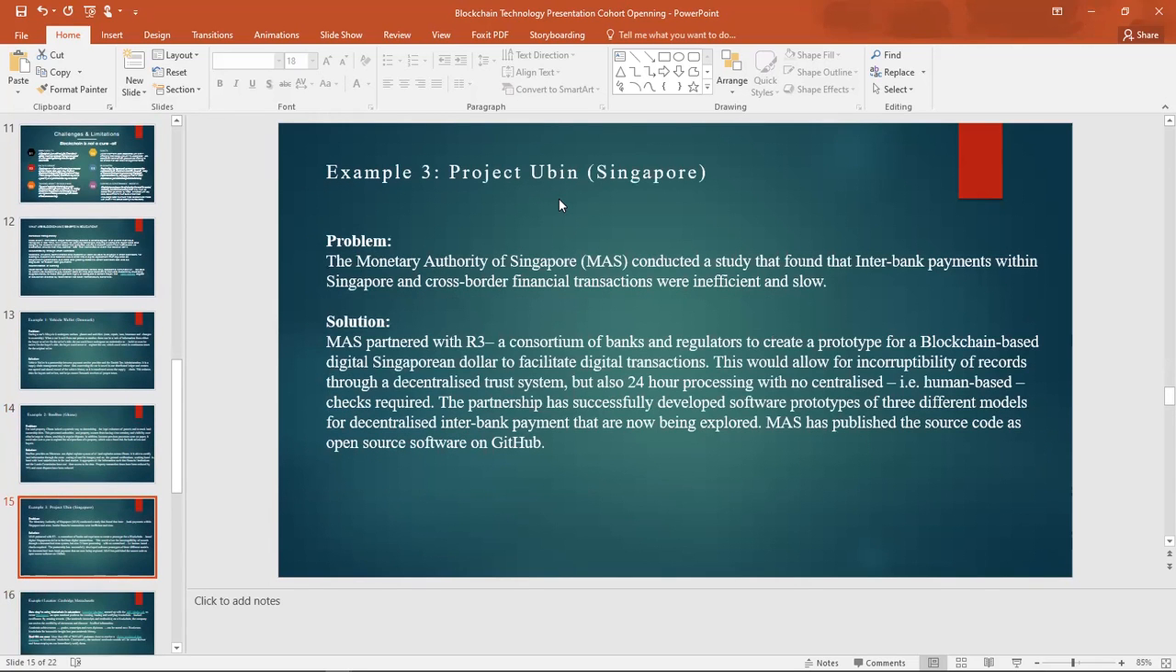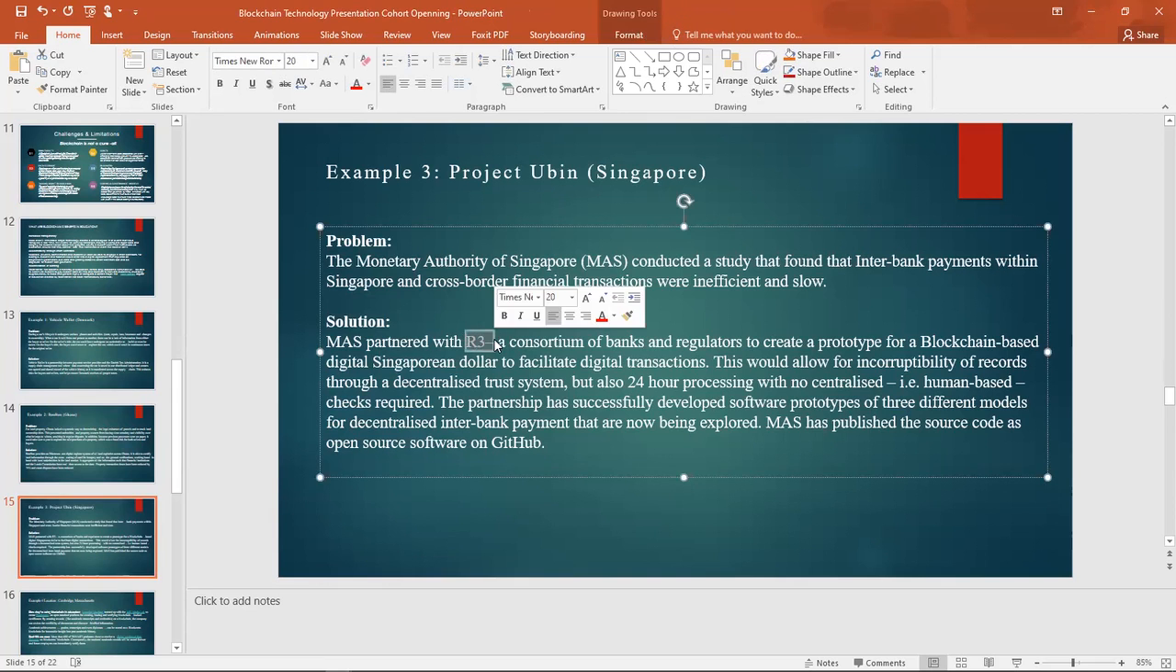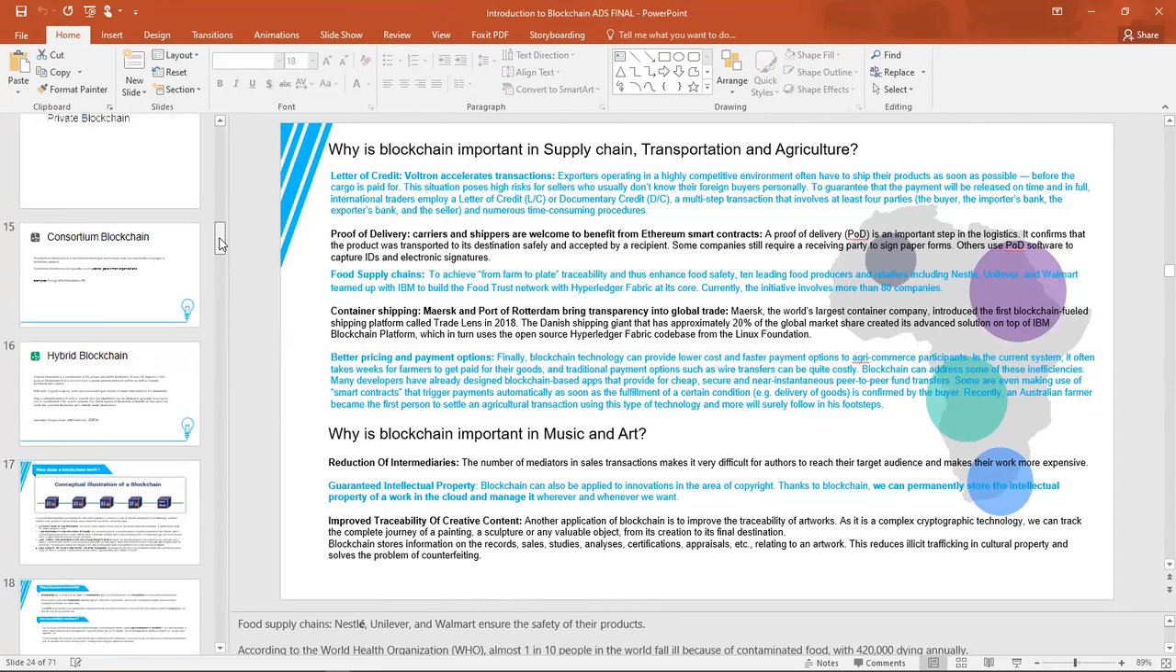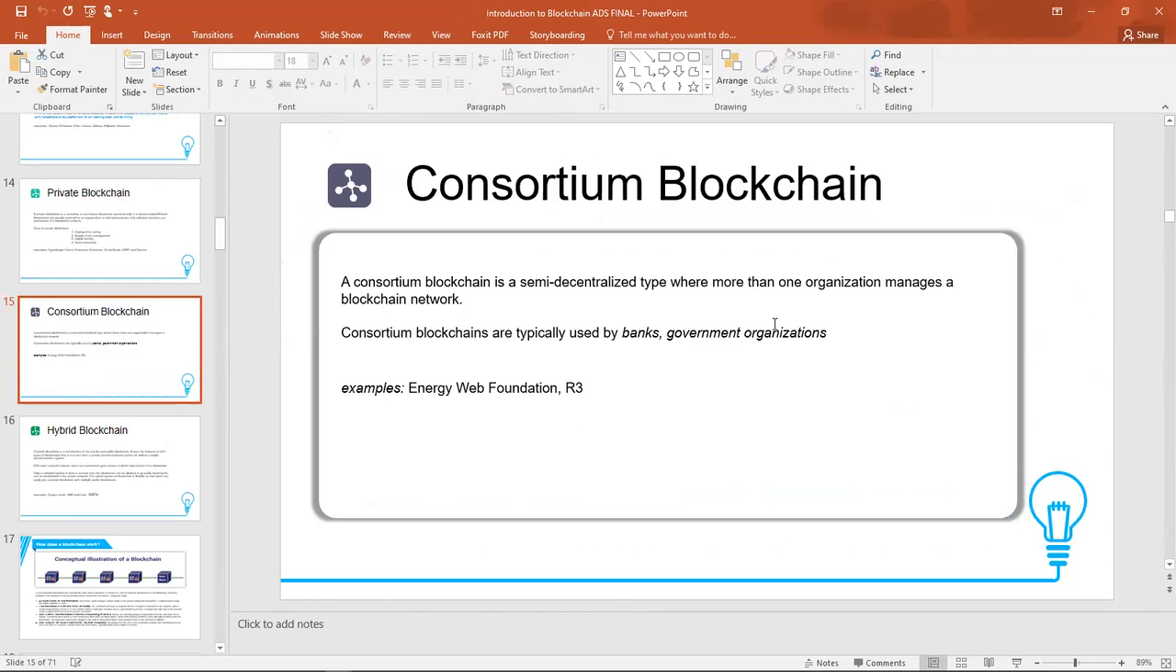Another example is Ubin. It's in Singapore. The Monetary Authority of Singapore, MAS, conducted a study that found the interbank payments within Singapore and cross-border financial transactions were insufficient and slow. So MAS partnered with R3, which is a consortium blockchain. From the definition of consortium blockchain, we saw that it's mostly used by banks and government organizations, and it's a semi-decentralized type where more than one organization manages a blockchain network.